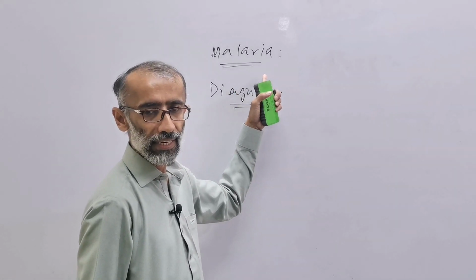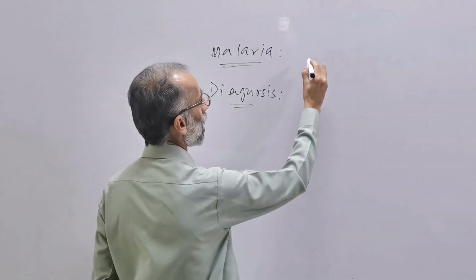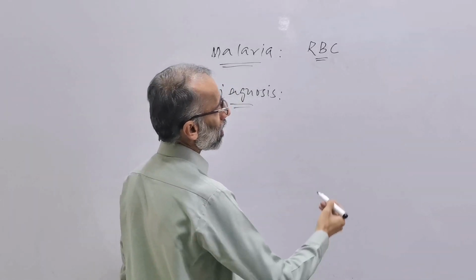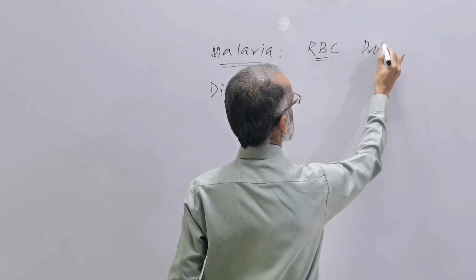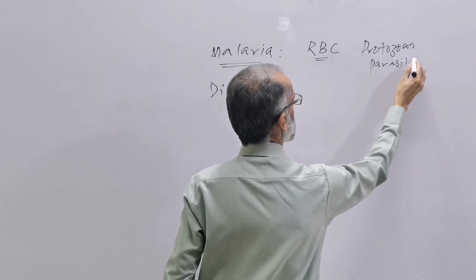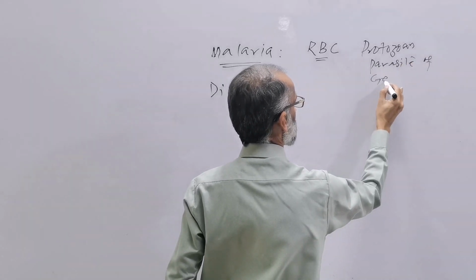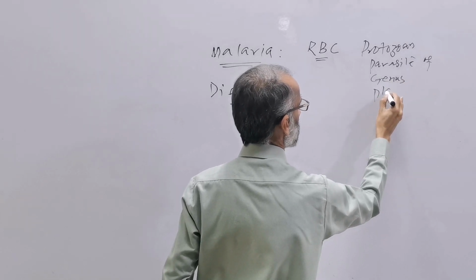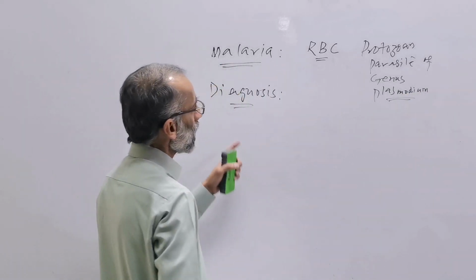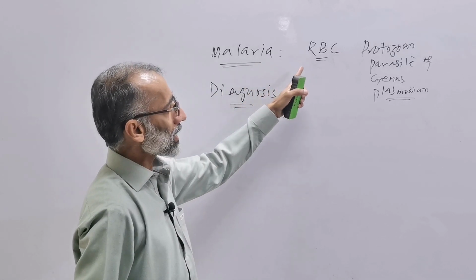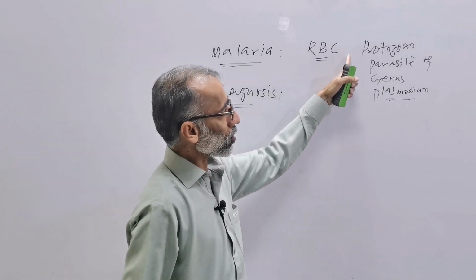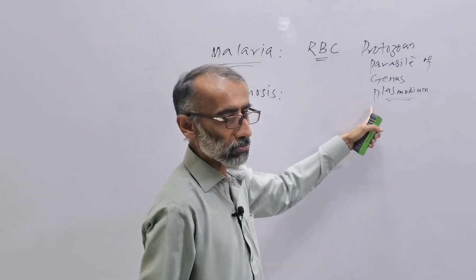Malaria is caused by destruction of red blood cell, RBC, with a protozoan parasite of genus Plasmodium.